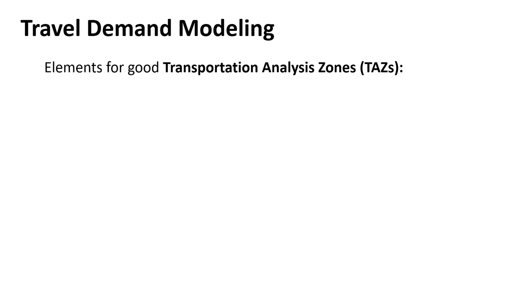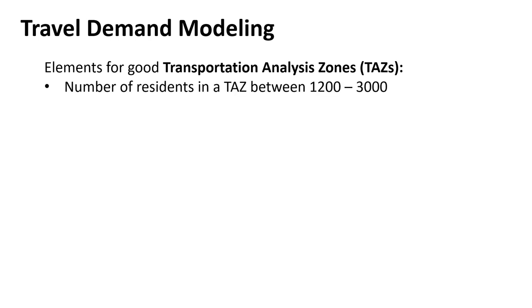So how do we figure out what's a good transportation analysis zone? What's a good way to break that out? We try to keep the number of residents in a TAZ between 1,200 and 3,000. We don't want them too big. The bigger the zone, the fuzzier your numbers are going to be, the less accuracy you're going to get out of it. And so it's a trade-off.